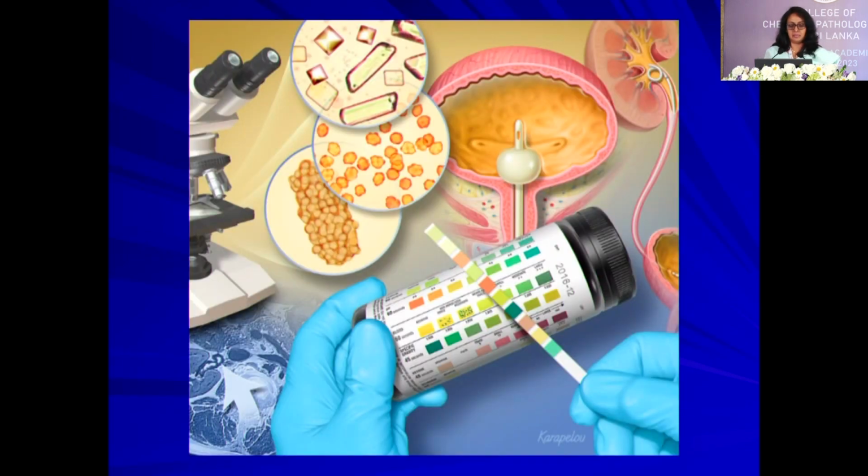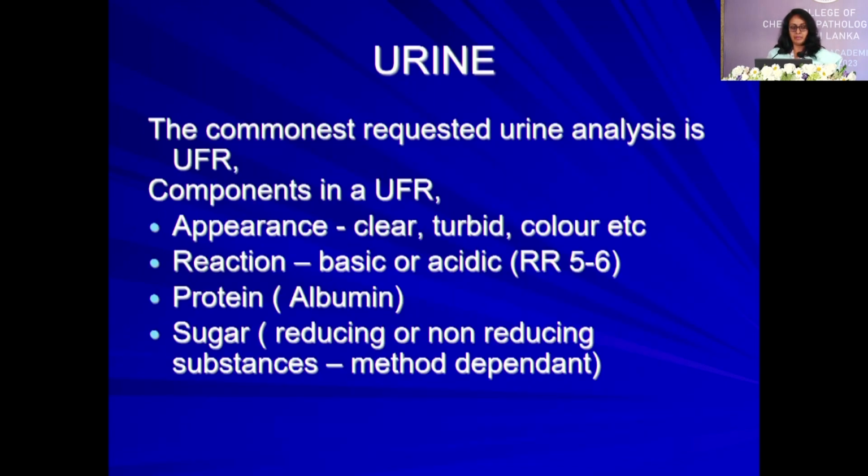This is a urine strip test. As you all know, you know these things. When you consider urine, the commonest requested urine analysis is the full report of urine, that is UFR. There are some common things that should appear in all urine analysis UFR reports. That is the appearance. You have to write whether it is clear, turbid, or is there any specific color. And the reaction, whether it is basic or acidic.